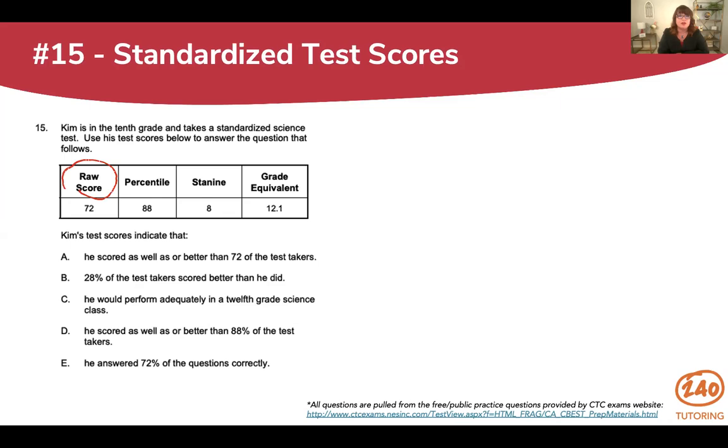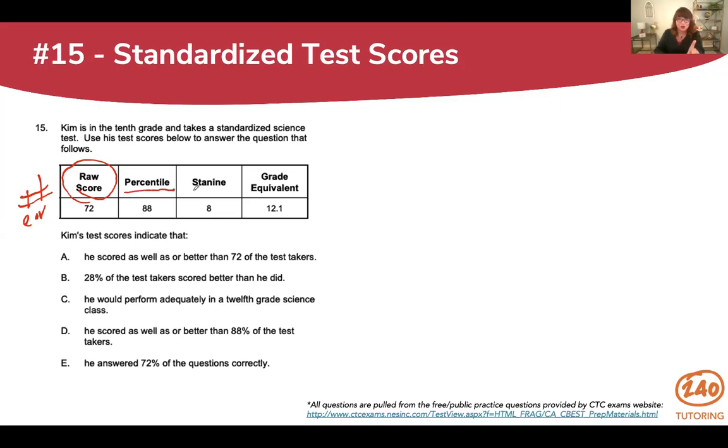Raw score is simply the number correct. That's all that is, number correct. So on this test, we don't know how many altogether, but we know that Kim got 72 questions correct. That's all the raw score is. Percentile, now this is deceiving. A lot of people will think, well, that's the percentage grade. No. It would say percentage grade, or percentage score.